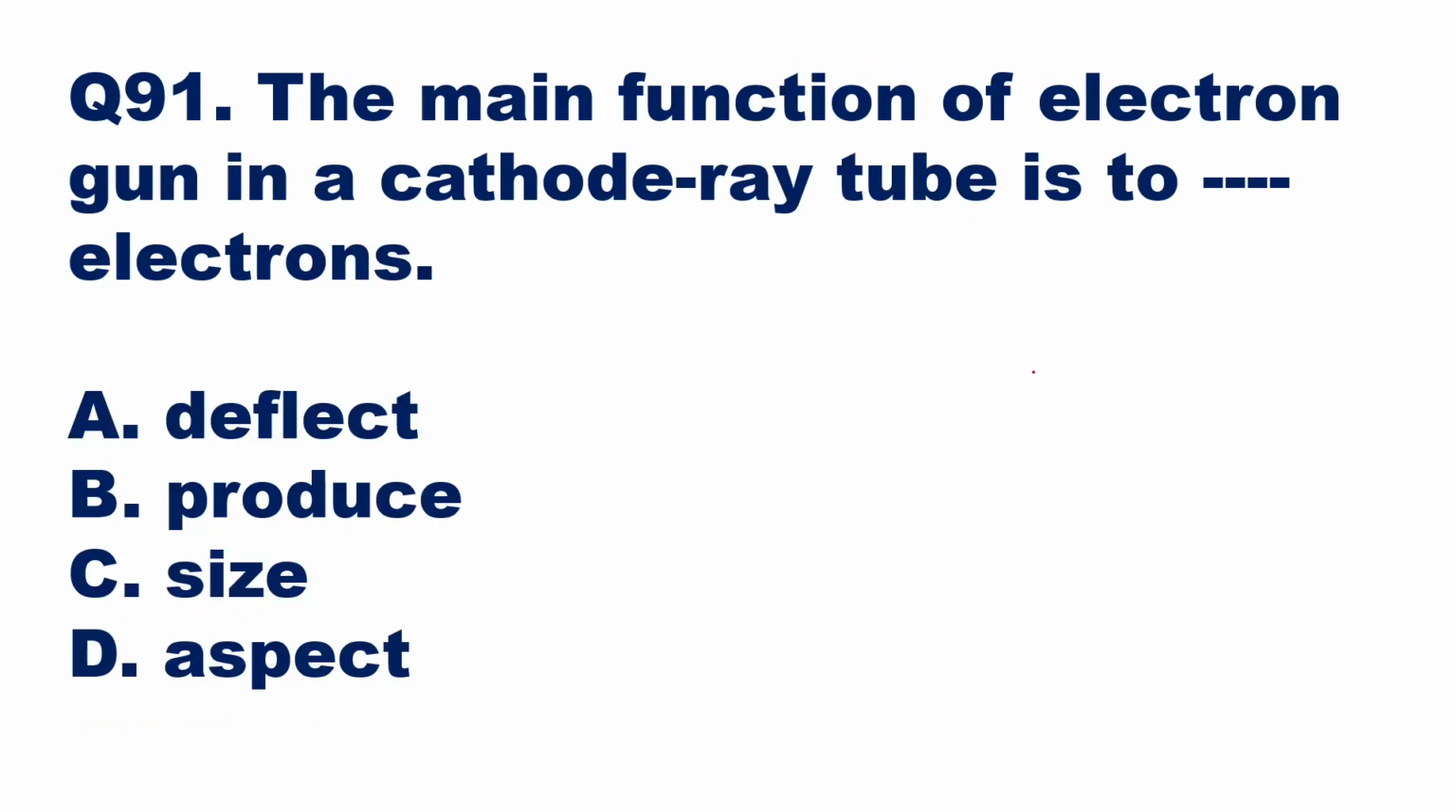The main function of the electron gun in a cathode ray tube is to... whether they are going to deflect electrons, produce electrons, size electrons, or aspect electrons. So the main function of the electron gun in a cathode ray tube is to produce electrons. Afterwards the deflection plates will deflect them, but the electron gun is going to produce electrons. So option B will be the right answer.